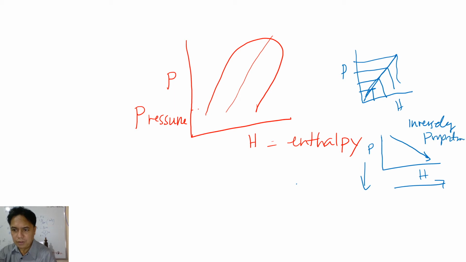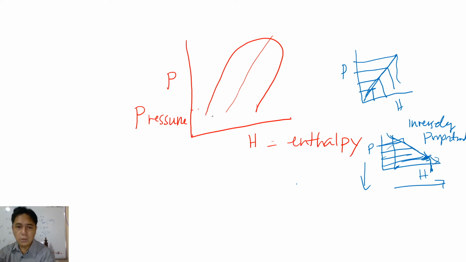Okay, just to review the relation in a graph. Meaning the pressure is high here, right? And the enthalpy is low. Here, the pressure is becoming low, right? I have a low pressure, but my enthalpy is high. That means as the pressure decreases, the enthalpy is increasing.